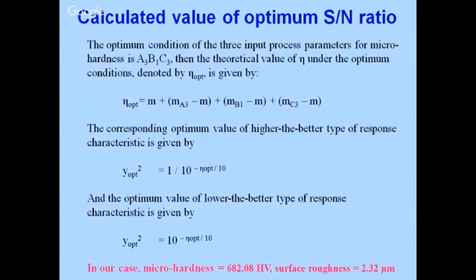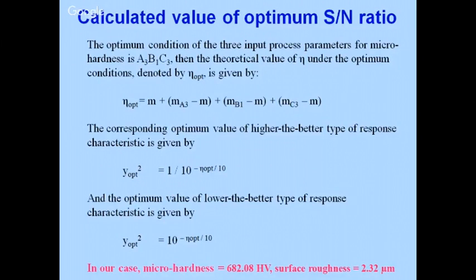Optimum value of eta equals m plus (mA3 minus m) plus (mB1 minus m) plus (mC3 minus m). So take the SN ratio for A3, the SN ratio for B1, the SN ratio for C3. Then I used a formula with log, and now you reverse that formula. That is very simple. You get the optimum value. I have written here in red color, 682 Vickers hardness. So if you use this combination, you will get 682 micro hardness.